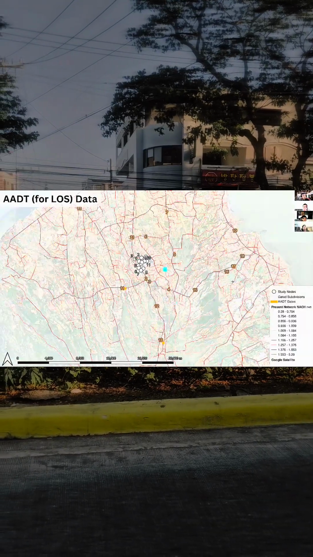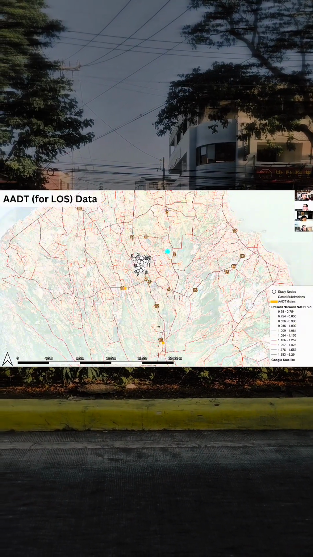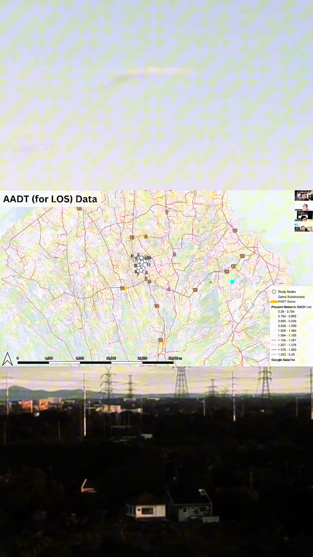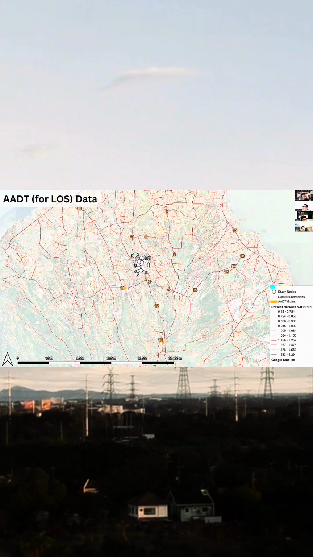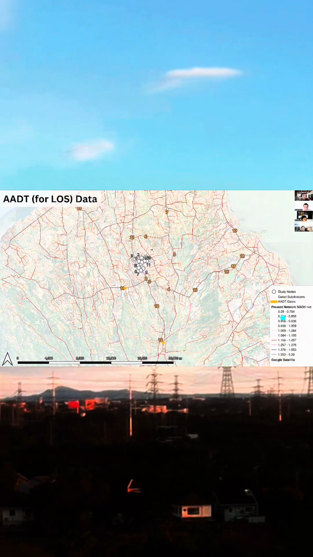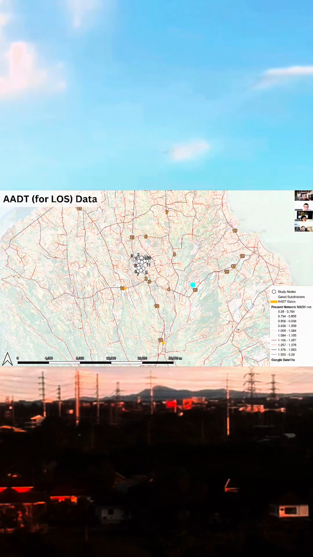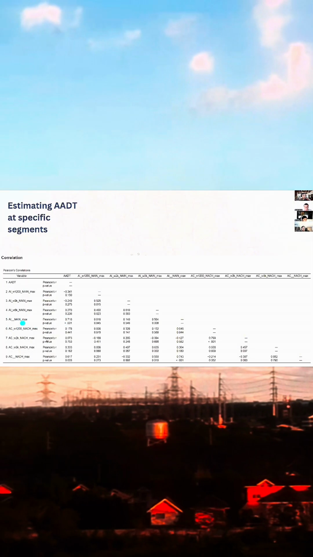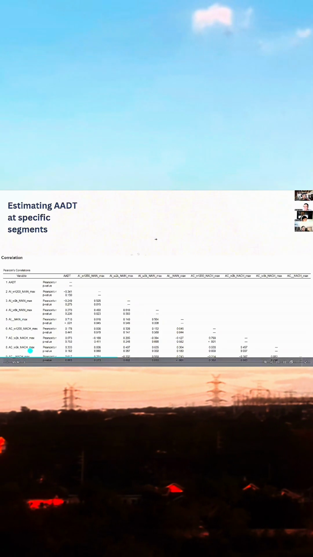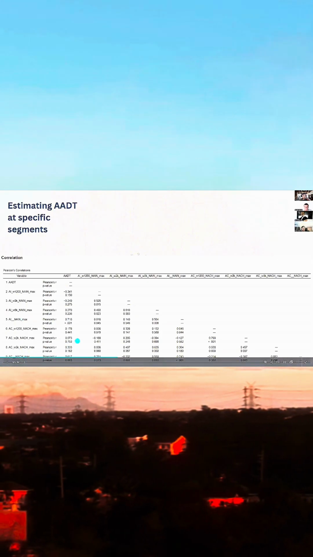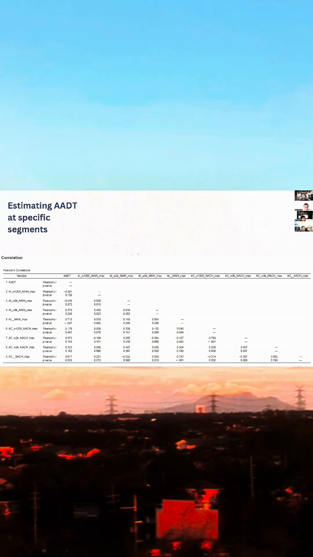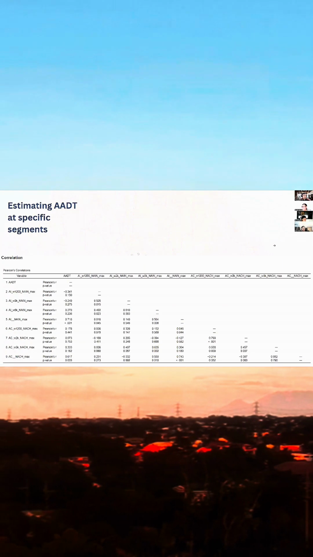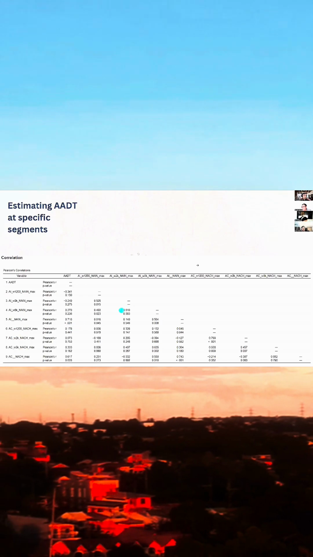We got ADT data from the DPWH, publicly accessible data that is available. We matched that with the space syntax measures that I have been studying, so it's just good to have that. And we found that integration or closeness centrality and choice or betweenness centrality have the greatest Pearson's R, or directionality, and actually very significant p-values.